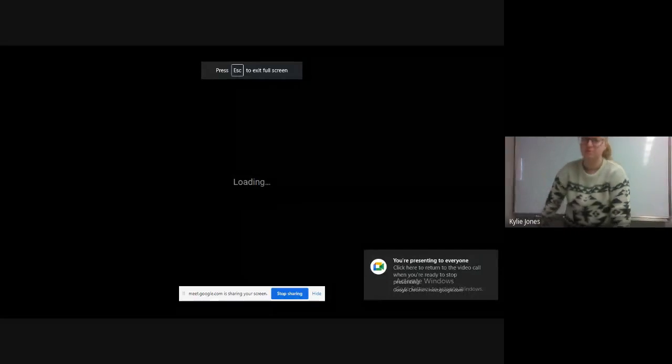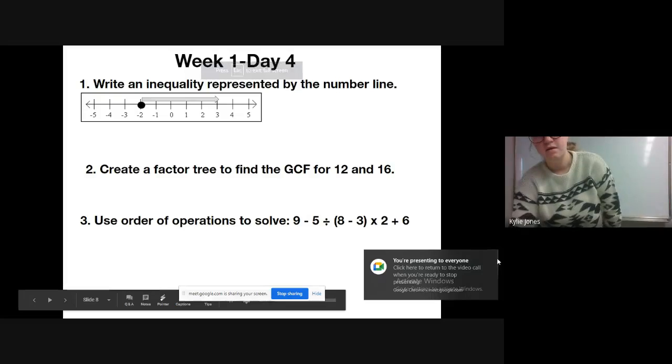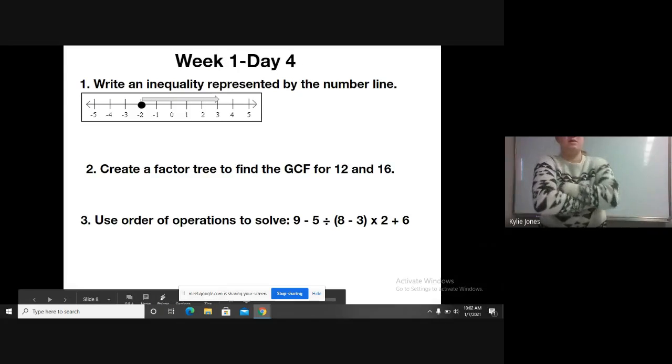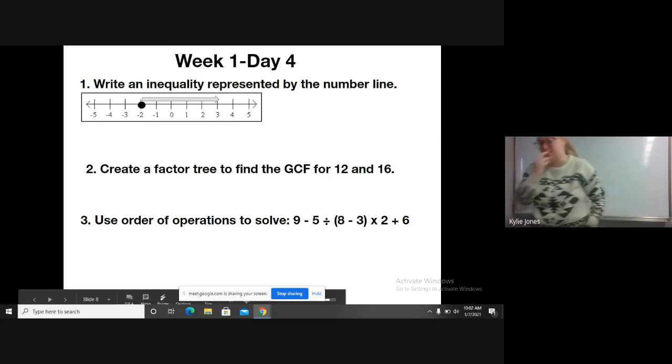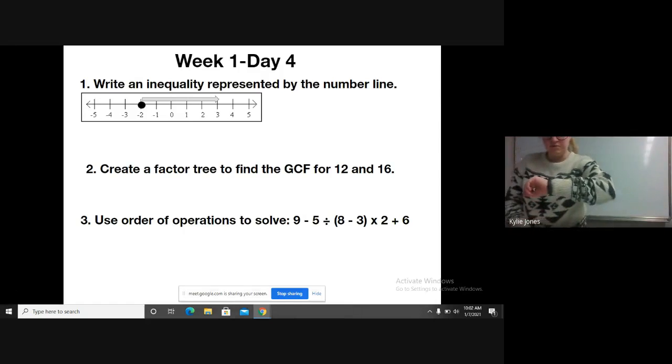Alrighty. So for today, you only have 3 questions again. The first one is use that graph to write the inequality. So x is less than, greater than, less than or equal to, or greater than or equal to. So writing that inequality. Number 2, you're finding the GCF of 12 and 16. And number 3, order of operations. So using PEMDAS on that long number sentence there. So I'll give you guys a few minutes to work on that. And then we will review it.